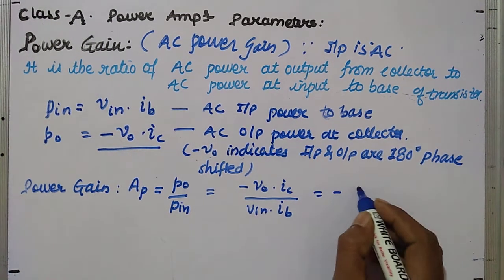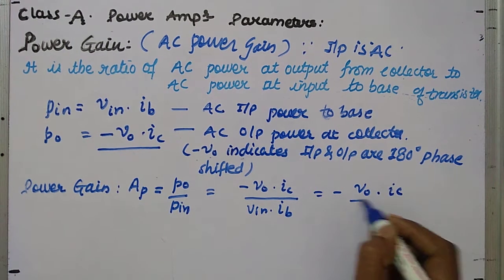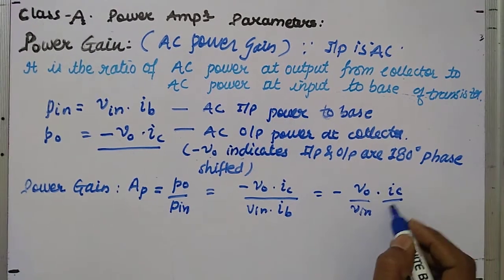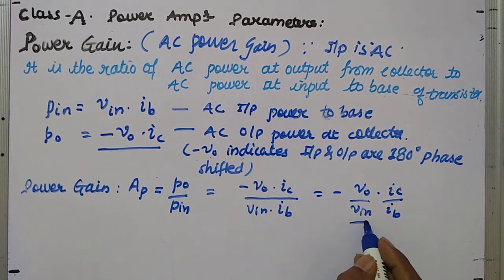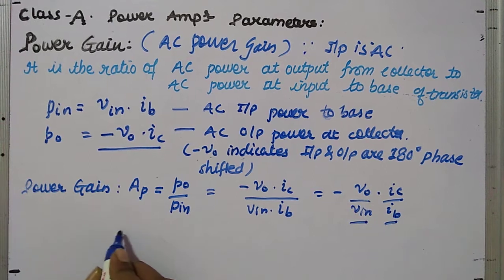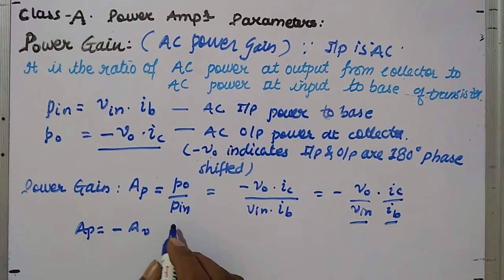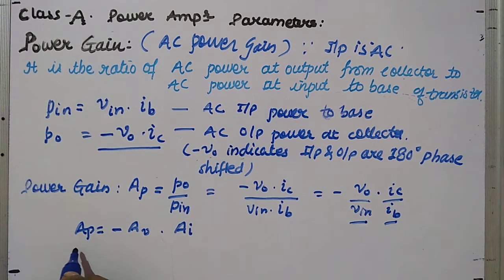So we will try to take out the common sign, Vo by Vin multiplied by IC divided by IB. So this becomes voltage gain, this becomes current gain. So Ap is equal to minus Av into Ai. So power gain is equal to voltage gain into current gain. So this is our main formula.